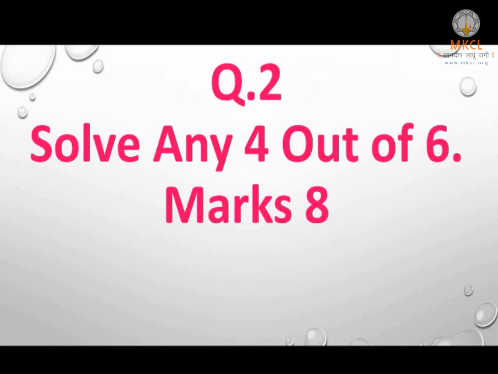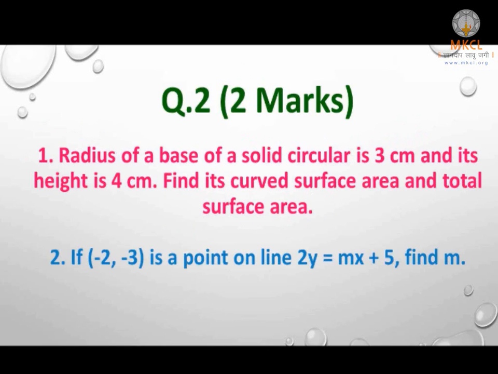Question 2. We have to solve 4 sub-questions out of 6, each sub-question carrying 2 marks. So total marks for question 2 are 8. First sub-question from question 2. Radius of the base of a circular cone is 3 centimeters and its height is 4 centimeters. Find the curved surface area and total surface area.